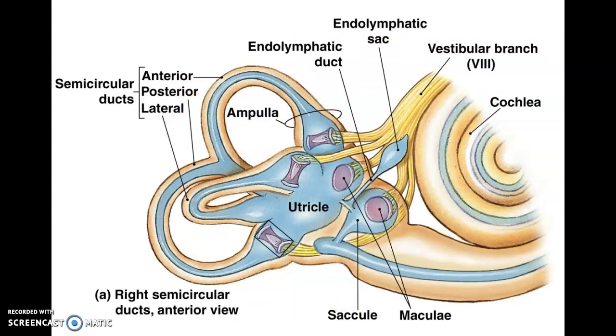Okay, now next we have our vestibule, or the spaces between the semicircular canals and the cochlea. And notice that we have a big membrane area called the utricle, and then a membrane called the saccule. And within the utricle and saccule, we actually have structures called maculae. So those maculae are actually detecting different types of movement.